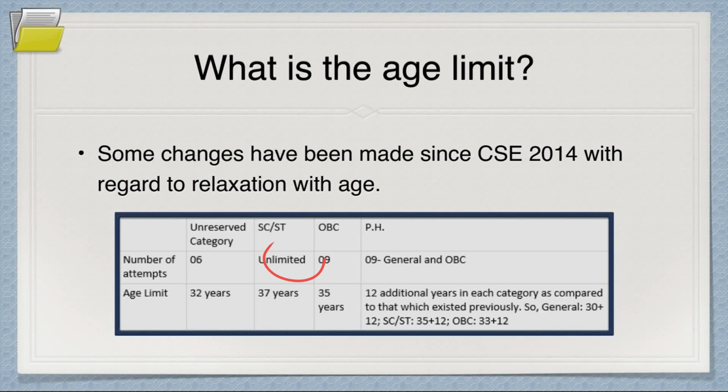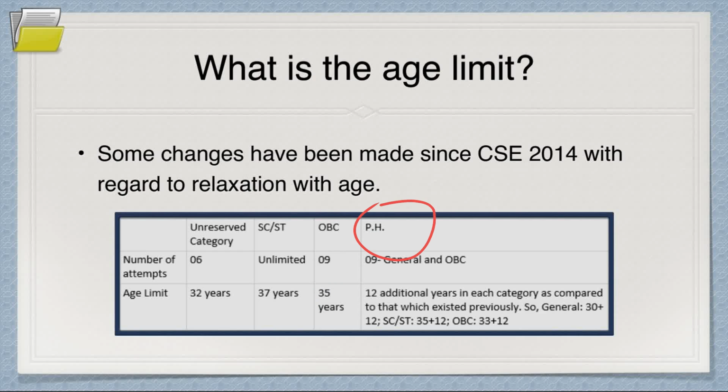For SCs and STs, the number of attempts is unlimited, but they can only give the exam up to 37 years of age. So technically, you can give 16 attempts from 21 to 37. And for OBCs, the attempts are 9 and the age limit is 35.